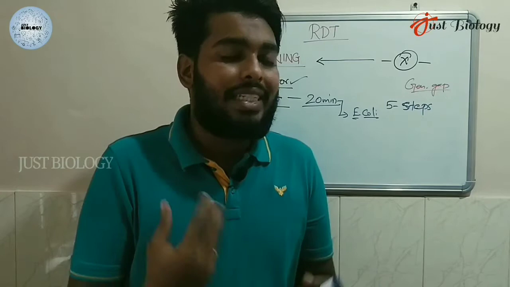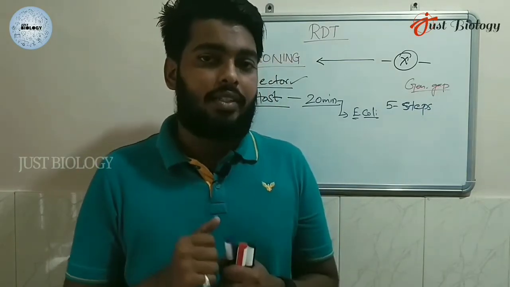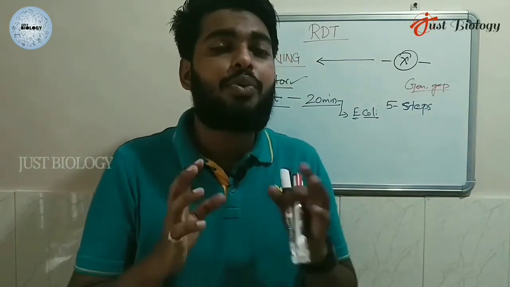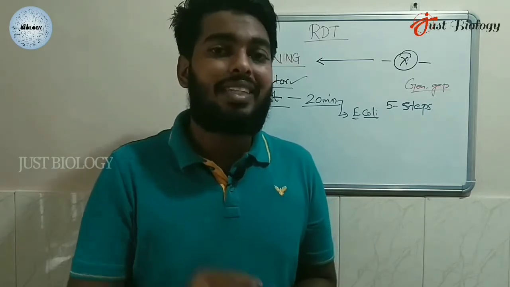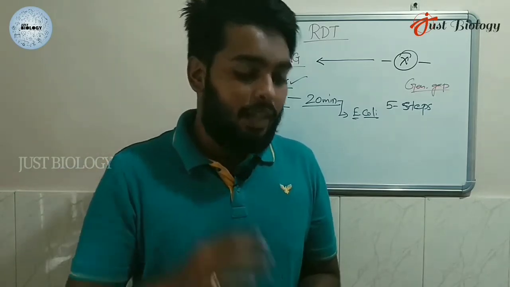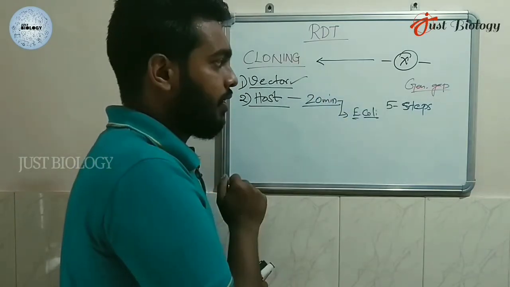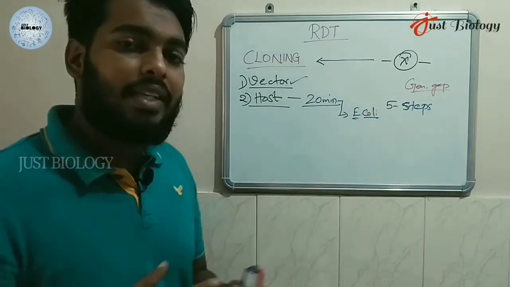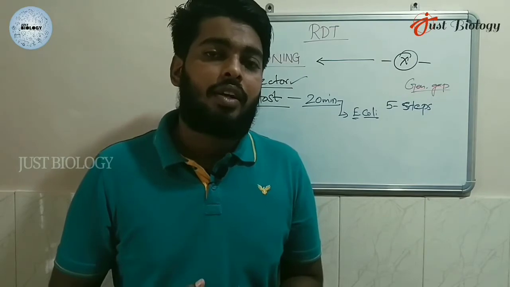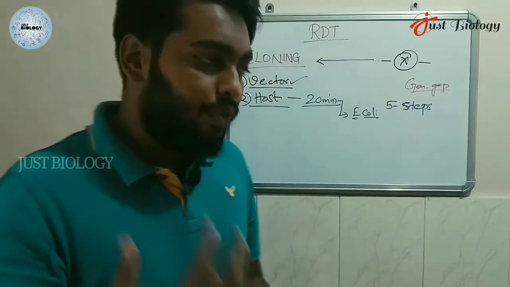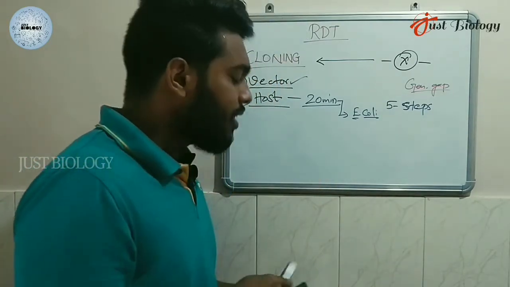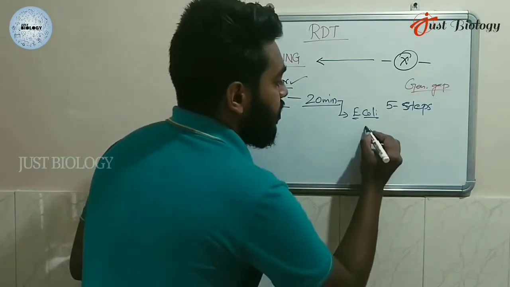Once you have the DNA as well as the vector, what do you need to do? You need to restrict both of them with the same enzyme. So here you should know the enzymes. In the case of cloning, they play a major role. The kind of enzyme we usually use here is a nuclease.